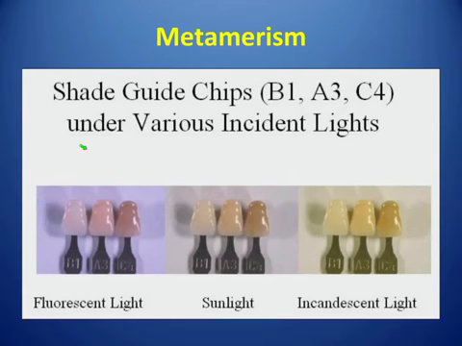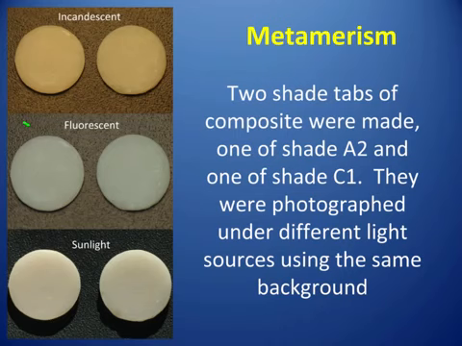Shade can also be impacted by various light sources. Here are the same 3 shade tabs under fluorescent, sun, and incandescent light, and you can see how different those look. That is from a concept called metamerism. Again, all reasons why we can cover multiple shades with only 7 different composite syringes. Here again, the physical composites on those, looking at under incandescent, fluorescent, and natural sunlight, you can see how different those shades appear just based on the light source.